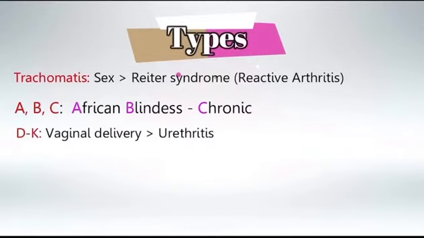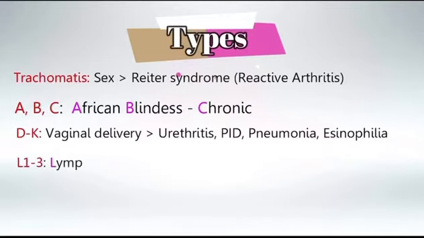Type D all the way to type K, so basically type D, type E, type F, etc., all the way to type K, transmits by infected vagina during the delivery to the newborn, and it causes urethritis, pelvic inflammatory disease, pneumonia, and eosinophilia. So it's the only type or the only classification that can cause eosinophilia.